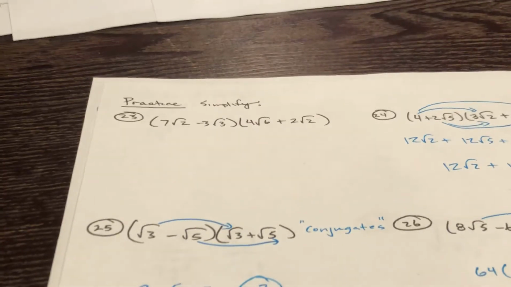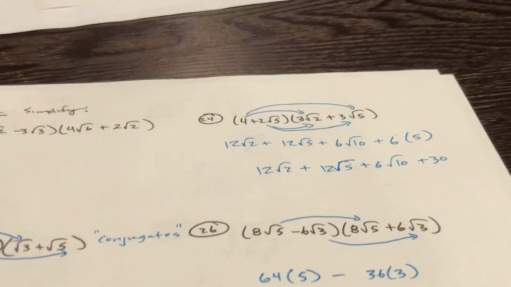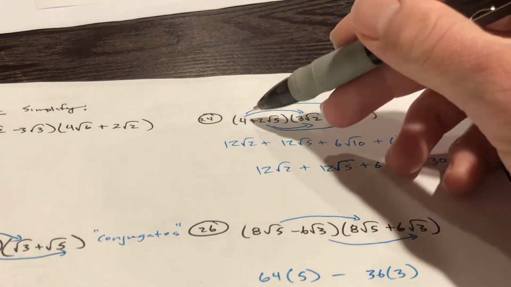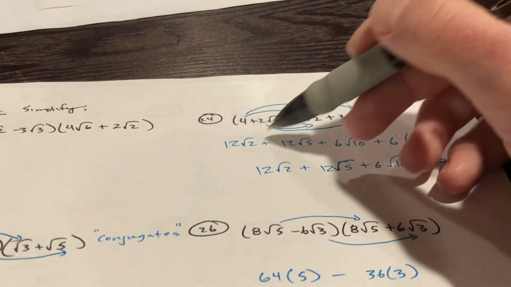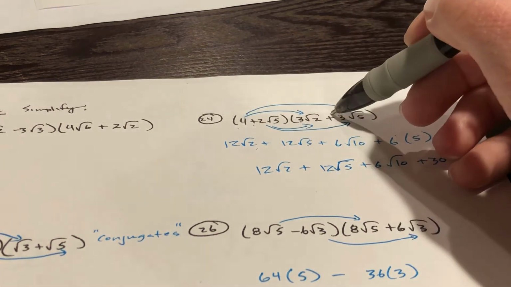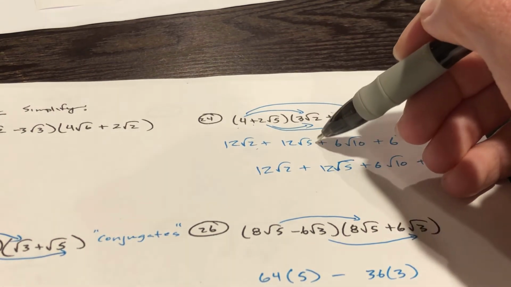I'm going to multiply with the radicals. So first, outer, inner, last. All right, on 24 here, 4 times 3 root 2. I can multiply the 4 and the 3 together, and I attach the root 2. 4 times 3 root 5, I can do 4 times 3. That's 12. Attach the root 5.